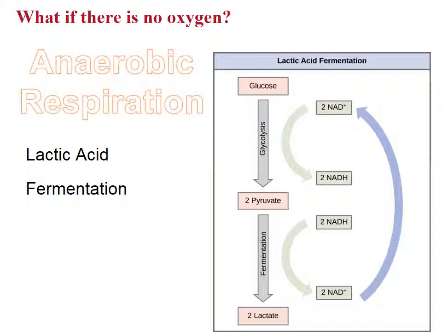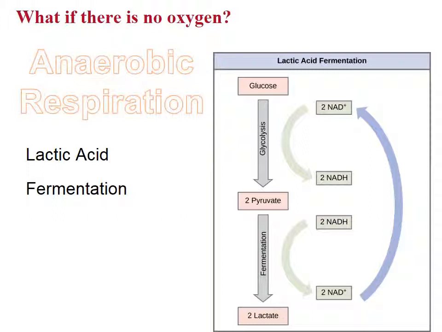Now, what happens if there's no oxygen present, which can happen? So let's say you're running and then you're out of breath, so you're not taking in enough oxygen to meet the demands of your cells. If you're running, they're going to have to really crank out a lot of ATP, so they need a lot of oxygen for that to occur. If your body cannot produce enough ATP, the source of that is because you're not taking in enough oxygen.